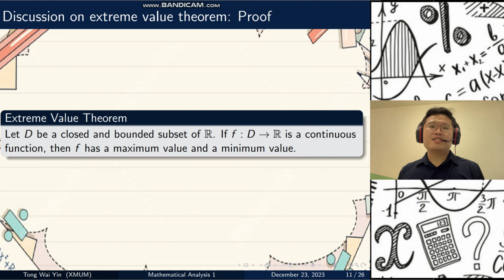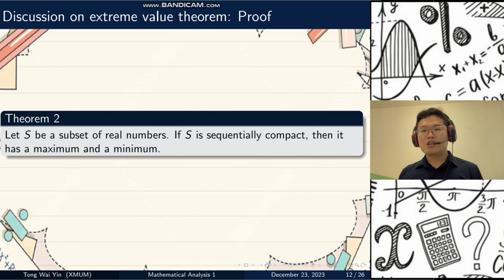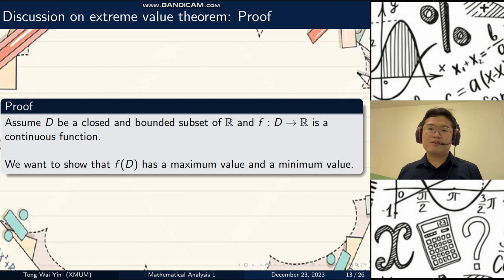Now, let's discuss the idea behind the proof of this theorem. Before starting the proof, I would like to introduce a theorem 2, which is useful for us to prove extreme value theorem. The theorem is as shown on the slide. Let S be a subset of real number. If S is sequentially compact, then it has a maximum and a minimum. Now, let's begin the proof of EVT.